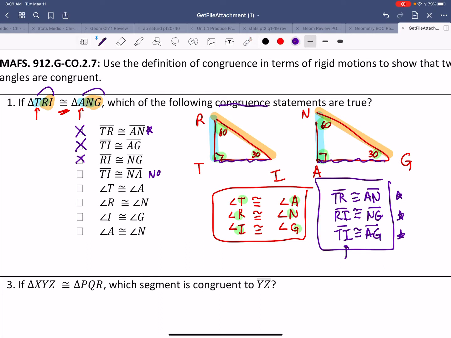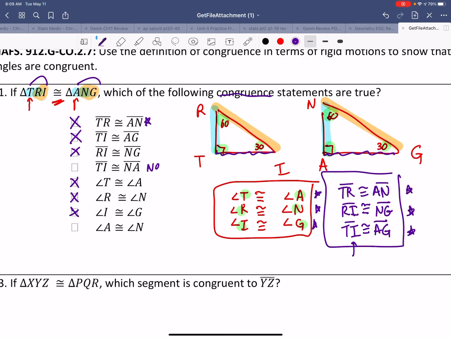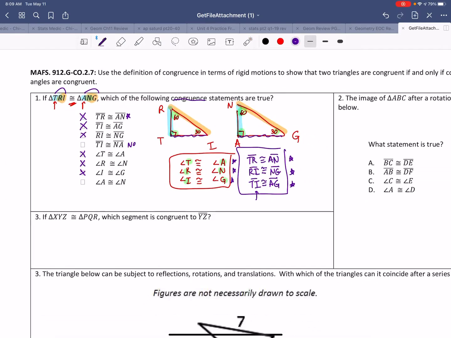T matches A. This is our relationship here. We're going to say yes. R matches N. Yep, that's our second angle. And I matches G. Yep. Would A match N? We notice here, would this match that? No. Well done, guys.